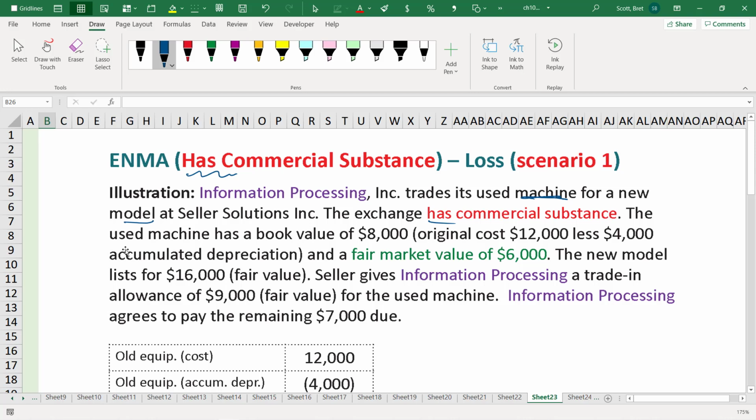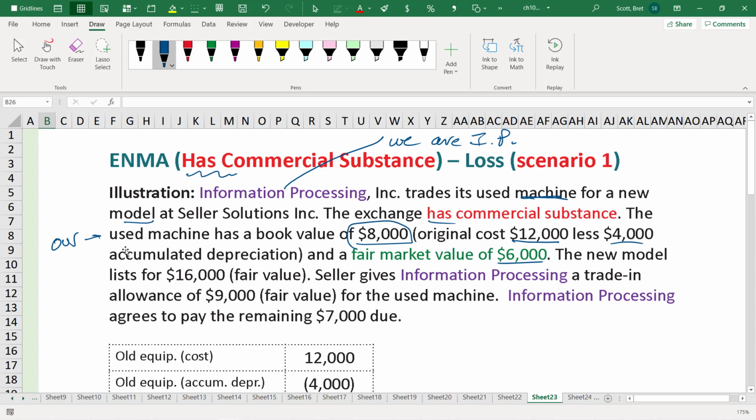The used machine has a book value of $8,000. This is on our books, our machine. We are IP, and our machine has a book value of $8,000, which is a cost basis, what we paid for it a long time ago for $12,000, and $4,000 of accumulated depreciation. We acknowledge that there is a fair market value if we post it on Craigslist. Let's say our machine has a fair market value of $6,000.